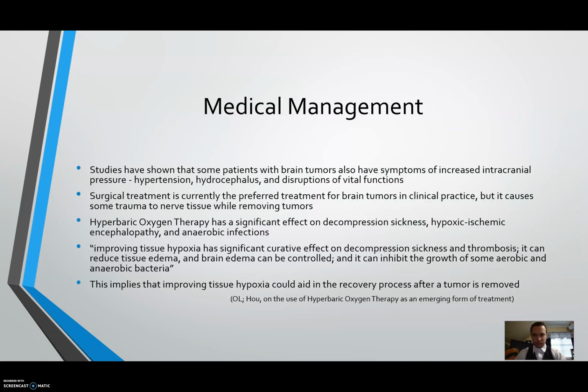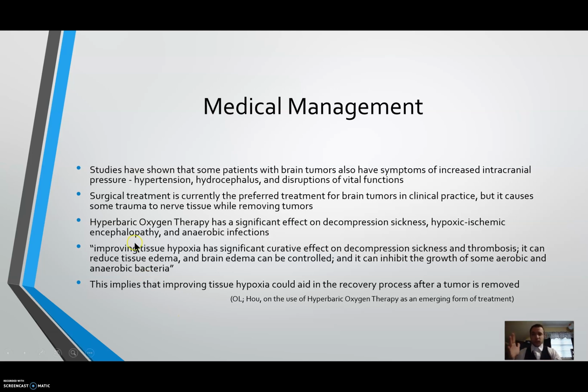So moving on, medical management. The big three, as they're called, that I've learned are hypertension, hydrocephalus, and disruptions of vital functions. Each of these things are critical in nature, and they can lead to long-term lasting effects to even death. And therefore, the surgical treatment is typically the preferred treatment for removal of a tumor. That means excisions or craniotomies, just to remove that massive cell. And then they're going to hit it with radiation and chemo and different medications. I'm sure you all know someone that has cancer and all the crud they're going through.